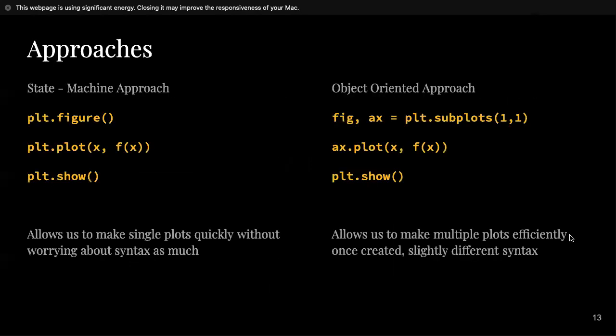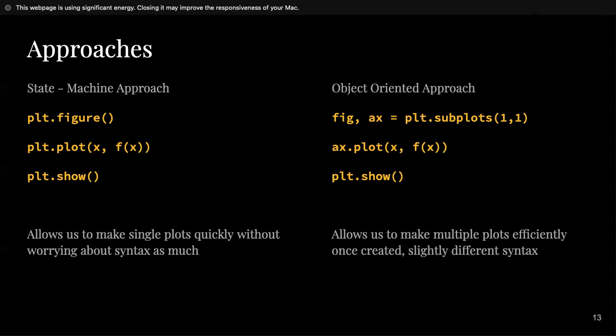Okay. Now let's discuss how the two approaches work in Matplotlib. So the state machine approach is the one that we taught you last week. That's the most basic way to use Matplotlib. It offers very little flexibility and control compared to the object-oriented approach. And I'll get to what that is in a second.